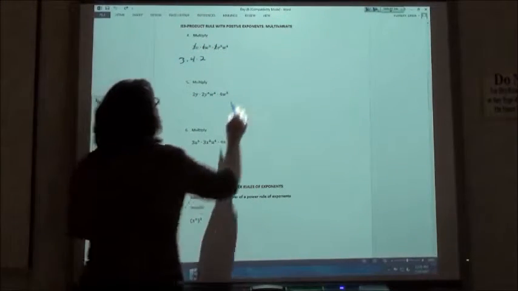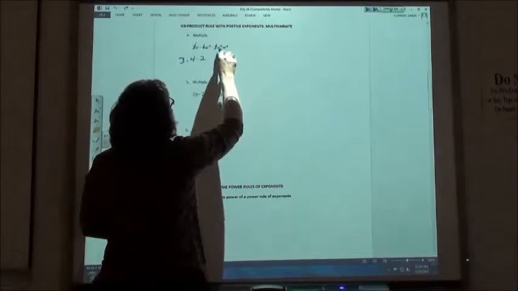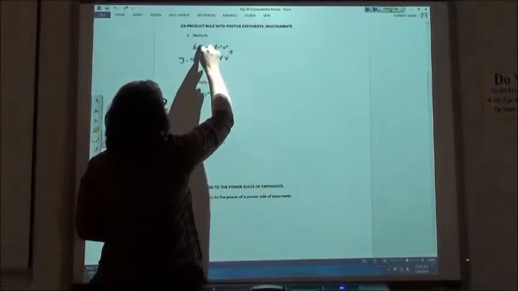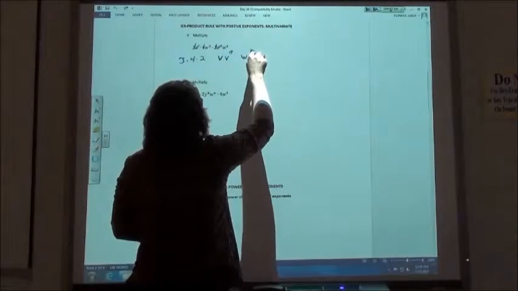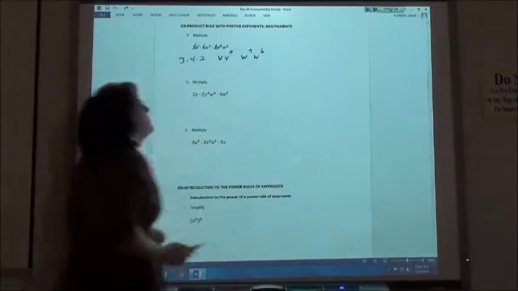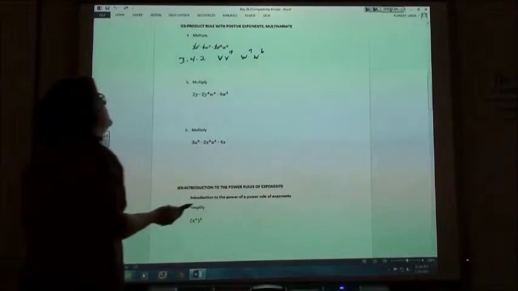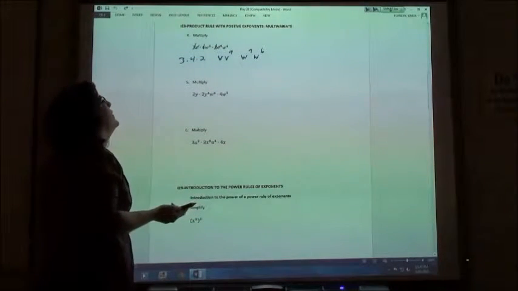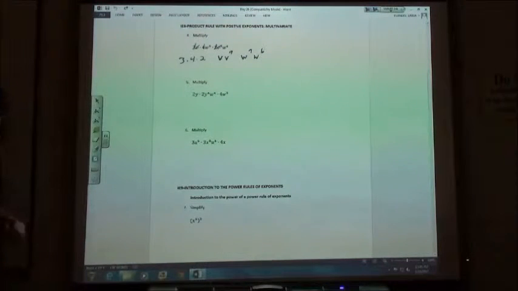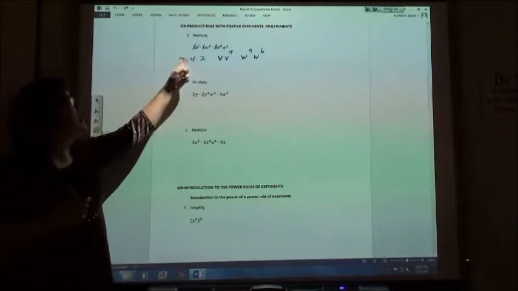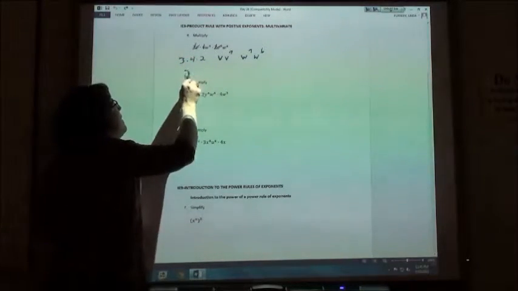those terms. I've got a v and I've got a v to the 9th. I've got a w to the 9th and a w to the 6th. So I'm going to multiply with the numbers. I have to just multiply them like I normally multiply. 3 times 4 times 2 would give me 12. 12 times 2 is 24. 3 times 4 times 2 is 24.